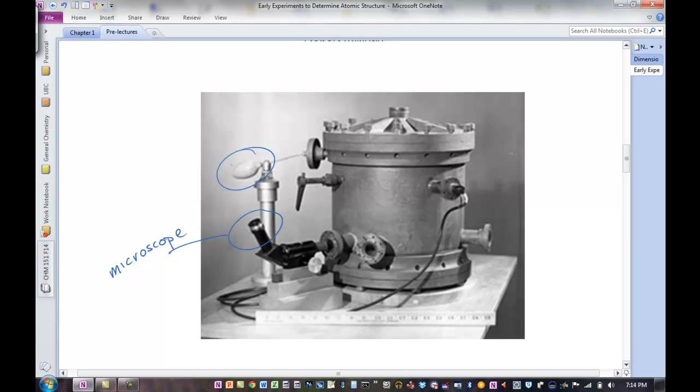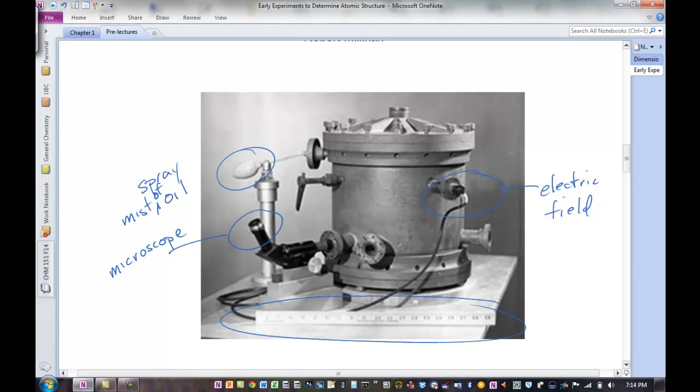This is what's called the atomizer. This is to spray fine oil drops, so spray a mist of oil into the chamber, and then he could view what would happen to the oil drops. Here's where he could adjust the electric field. Okay, so this might not look like much, but this is pretty sophisticated for 1900. Pretty cool stuff.